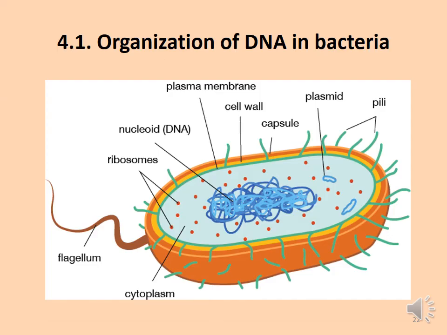Now, let us quickly look at the organization of DNA in bacteria and viruses. Most of the DNA in bacteria are located in the bacterial chromosome. In addition, they have some extra chromosomal DNA also. They are called plasmids. They are very small and circular and responsible for carrying the antibiotic resistance.